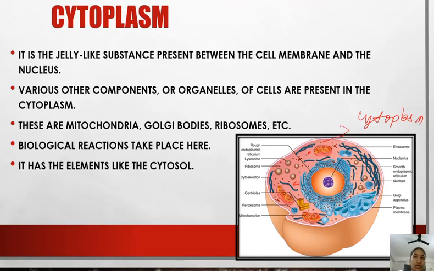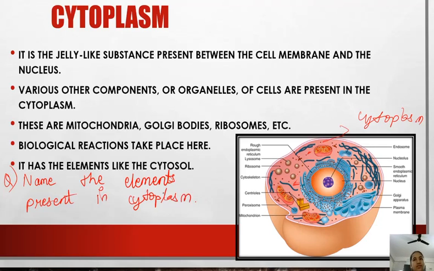I will give you one question, based on what we have learned. The question says, name the elements present in the cytoplasm. One element I have already explained, it's the cytosol. You can even name the organelles present if you come across them. I can consider it to be your homework, but it's just for your practice and fun. I hope you'll enjoy it.